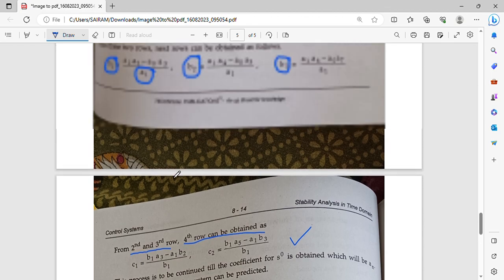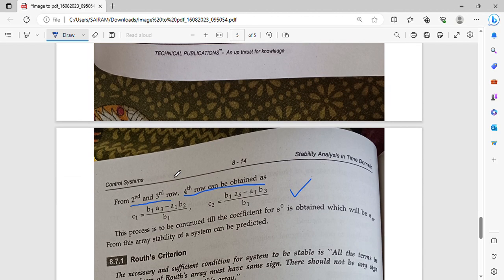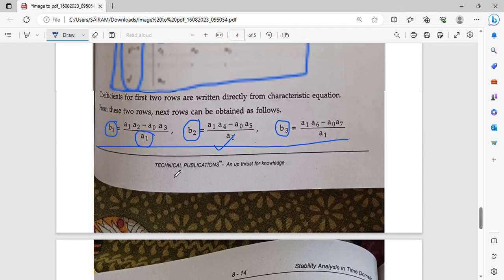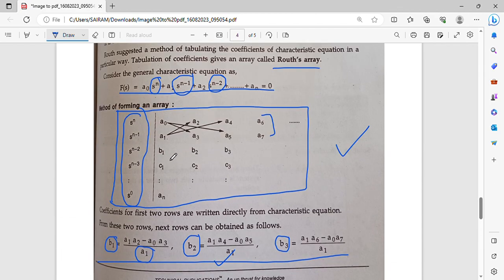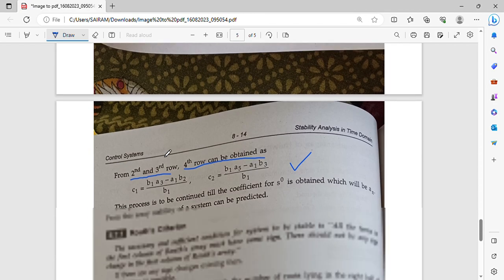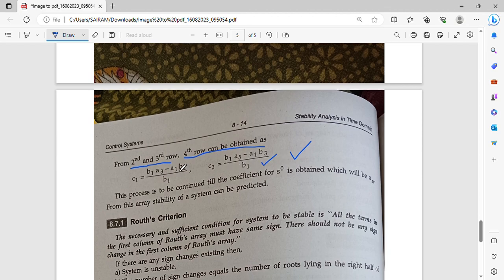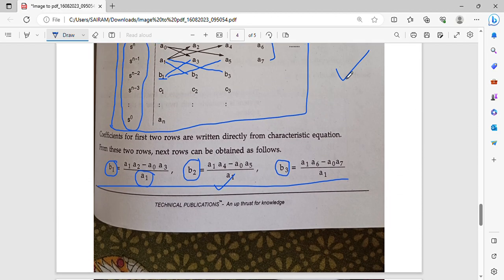So C1 is nothing but (B1 A3 minus A1 B2) by B1. That is, B1 A3 minus A1 B2, whole divided by B1. The second one is (B1 A5 minus A1 B3) by B1. Correct? Yes. So understand these two.